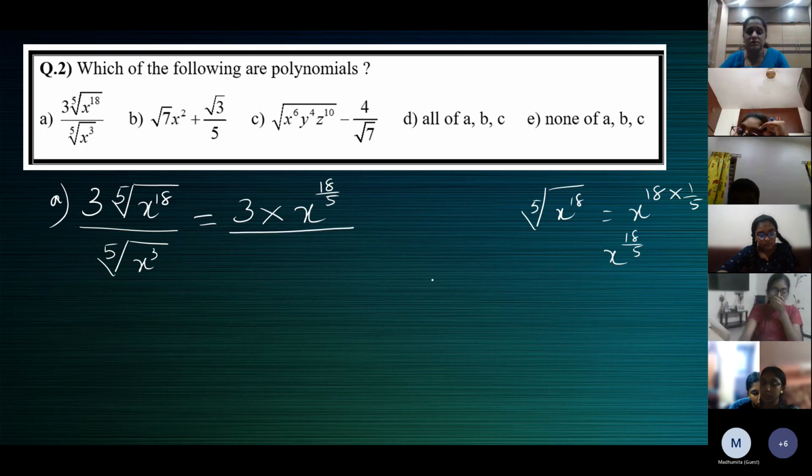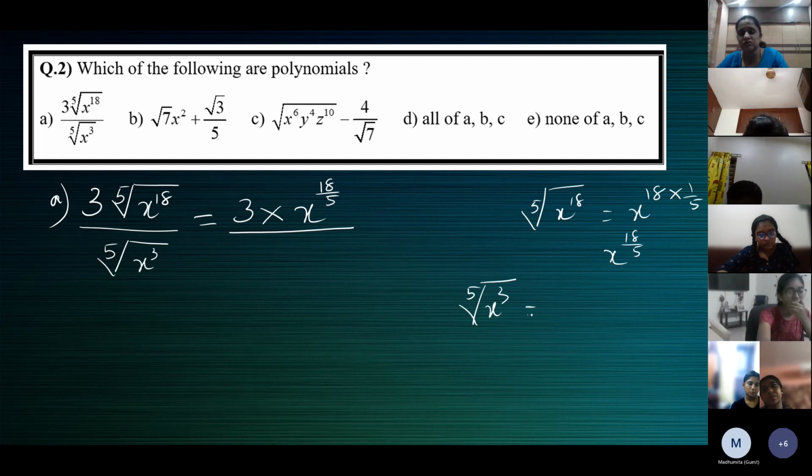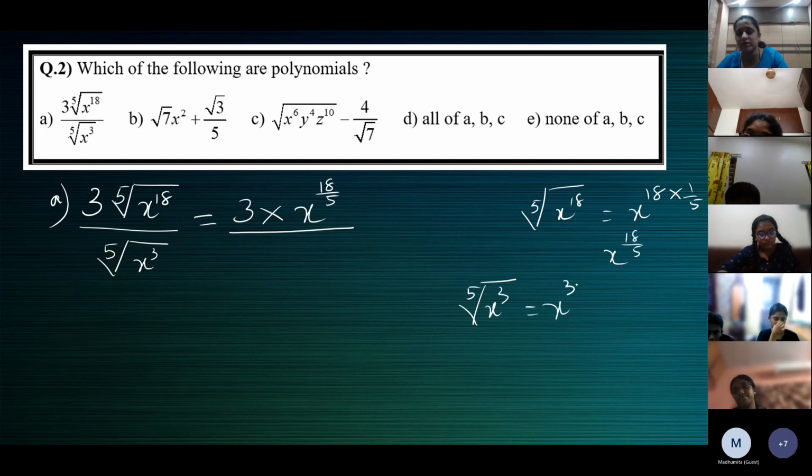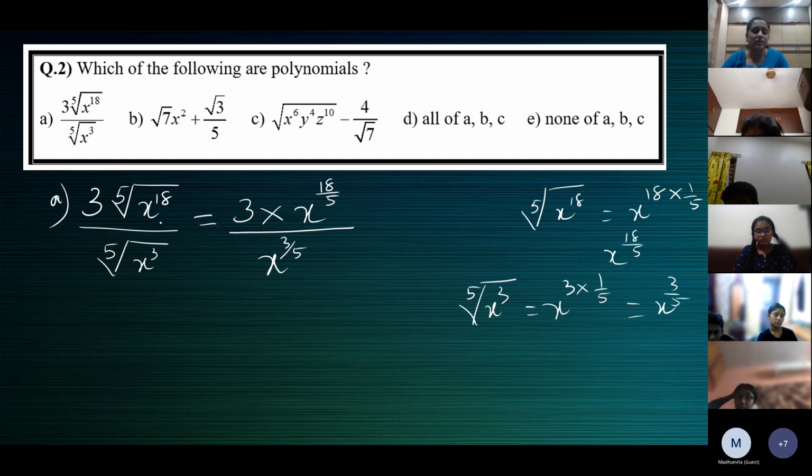Divided by the fifth root of x cubed. This is nothing but x cubed into 1 by 5, meaning the power should be multiplied by 1 by 5. So this is x to the power 3 by 5. So the numerator is 3 into x to the power 18 by 5, and the denominator is x to the power 3 by 5.